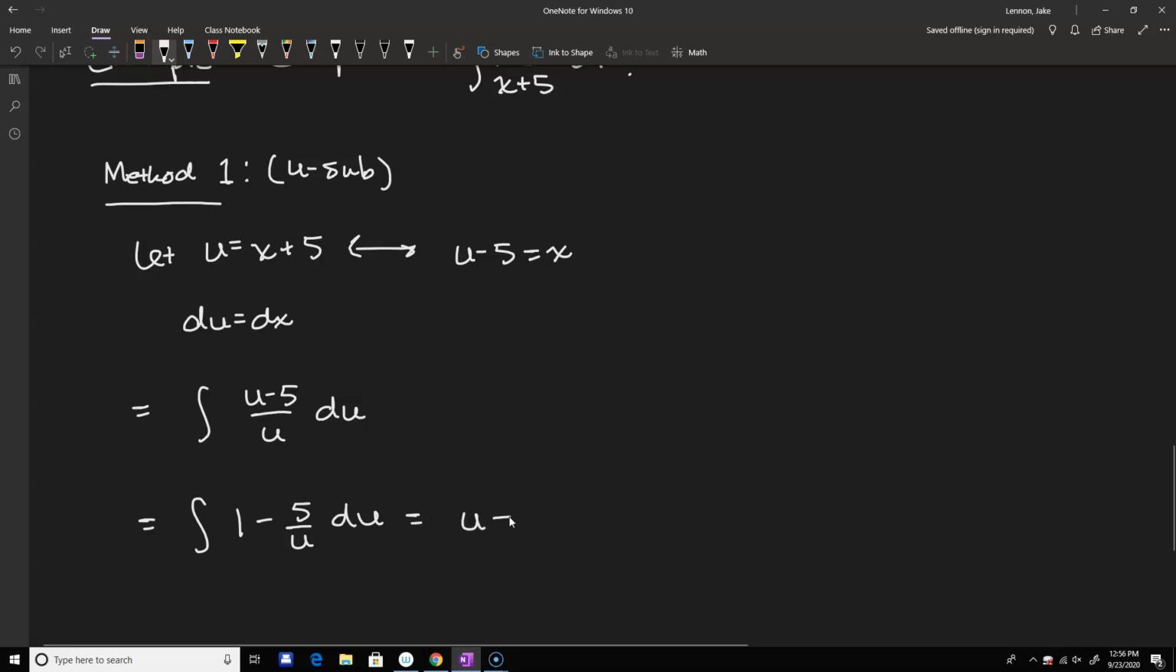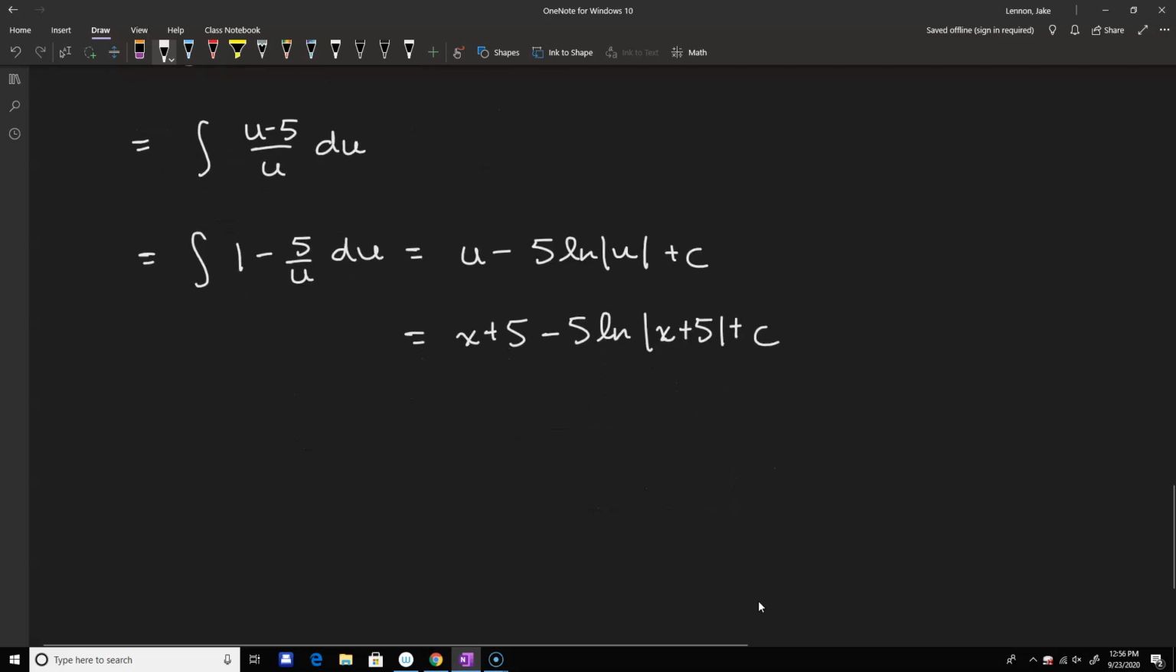We just get u minus 5 times the natural log of the absolute value of u. Remember, the antiderivative of 1 over x is the natural log of the absolute value of x. And then we just want to switch back those u's to what they originally were, which is x plus 5 minus 5 natural log of absolute value of x plus 5 plus c. So that's finding the antiderivative using the u substitution method.